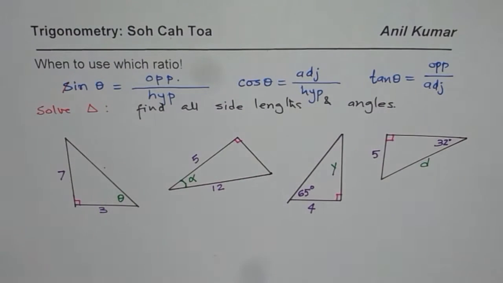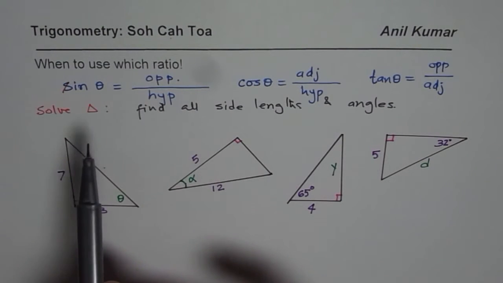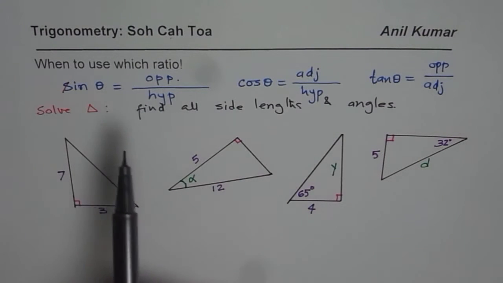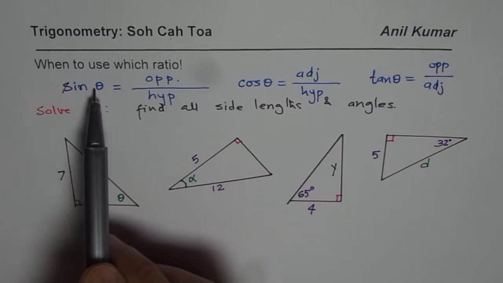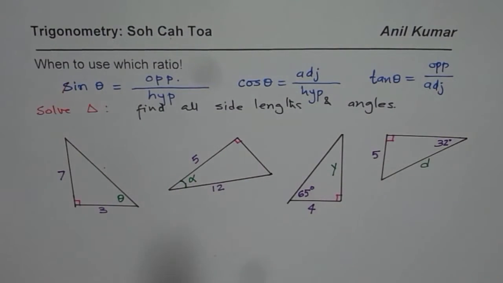That is what it means. Whatever is not given in the diagram, find everything, right? So that is the meaning of solve triangle. Now when I say find all trigonometric ratios, that means find sine theta, cosine theta and tan theta for every angle in a particular triangle. That is what it means.